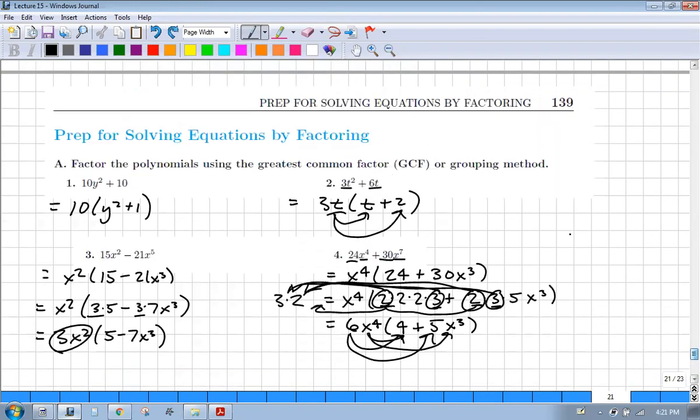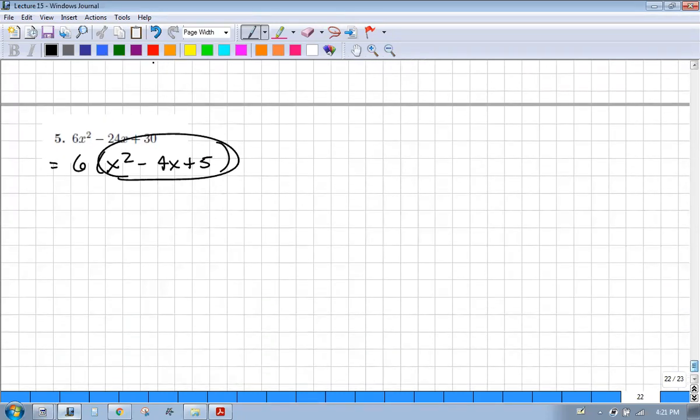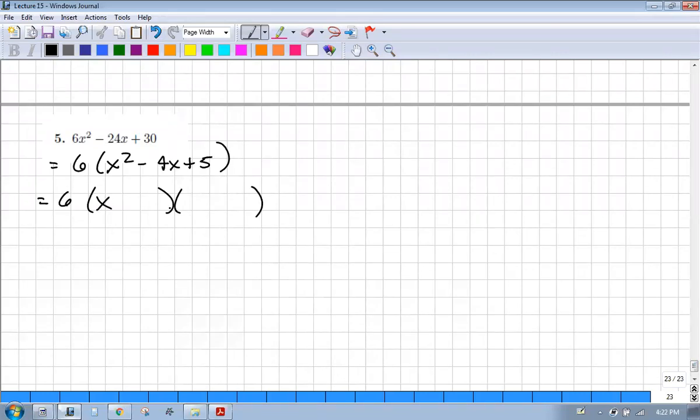this grouping method, I looked at this and I was like, I should be able to factor that. There should be an X and an X because we got an X squared. And I was like, okay, what do I need to put here and here, right? We need two numbers that multiply to give us 5, but add to give us -4. And I was like, maybe 5 and 1.